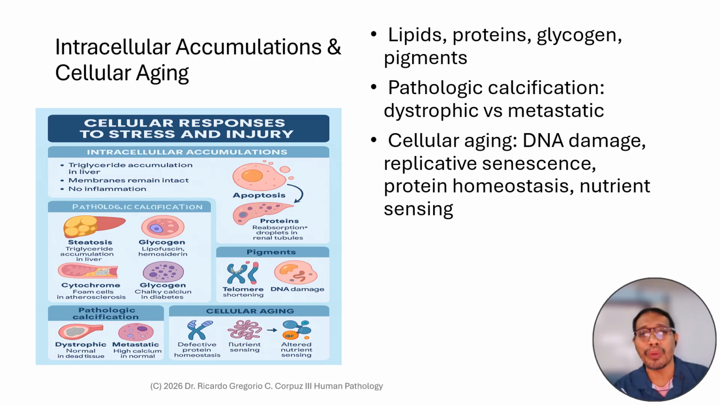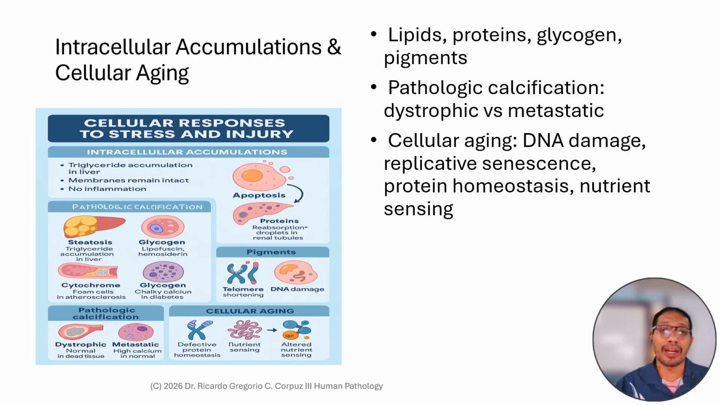We also see protein accumulation, such as resorption droplets in the proximal renal tubules during proteinuria. These droplets represent the cell's attempt to reclaim filtered protein, but when the load is excessive, the protein accumulates faster than it can be processed. Glycogen accumulation occurs in metabolic disorders like diabetes or glycogen storage diseases, where impaired regulation leads to excessive intracellular glycogen deposits.